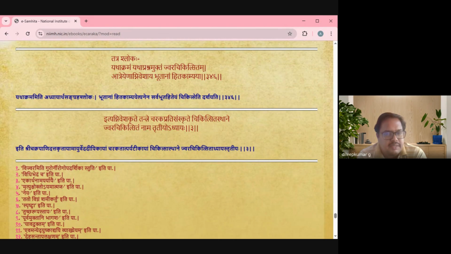So first 6 days, 7 days, there should be Langana. Next is Pachana. Next, Sarpipana, Shirapana, Virechana, Basti, all this treatment can be carried out. So that is the line of treatment for Jwara.